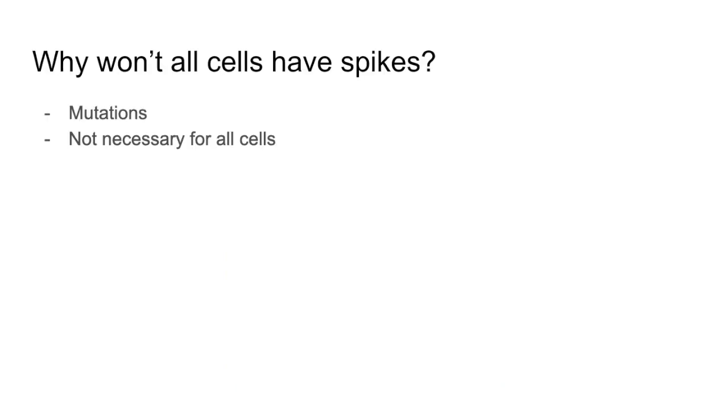So now, why won't all cells have spikes? This could be due to mutations, as we have just covered. So that is one reason. The next reason is that spikes are not necessary for all cells. We know that all cells have the same DNA, and it's just expressed differently. Spikes are necessary for the exoskeleton in order to protect these beetles from predators. So it's not necessary for their inside organs.